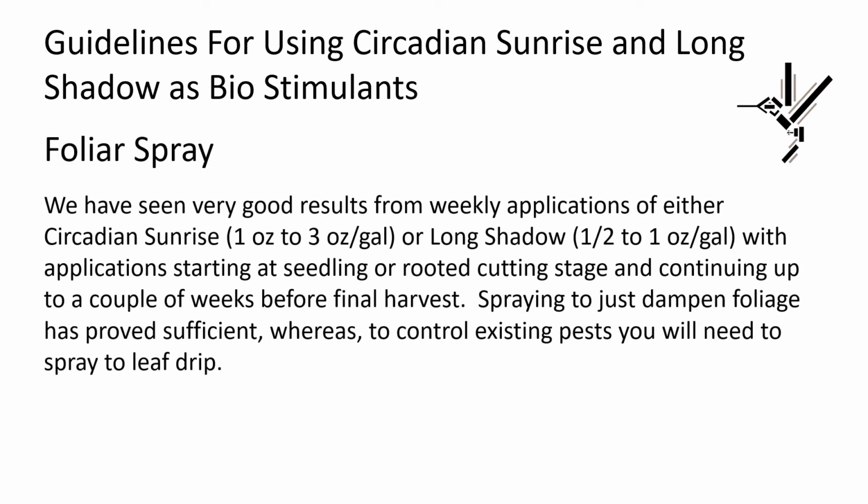Foliar sprays are what we've primarily looked at for tricontanol. With Circadian Sunrise, we recommend between 1 and 3 ounces per gallon, and with Long Shadow between 1/2 to 1 ounce per gallon, doing weekly applications, starting at the seedling or rooted cutting stage and continuing up to a couple of weeks before harvest.